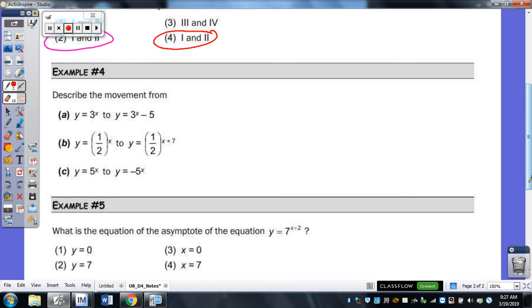So next they want us to describe the movement from the first equation to the second equation. So our first equation in A is just 3 to the x. The second one is 3 to the x minus 5. So what does this minus 5 do? Yep, down 5.